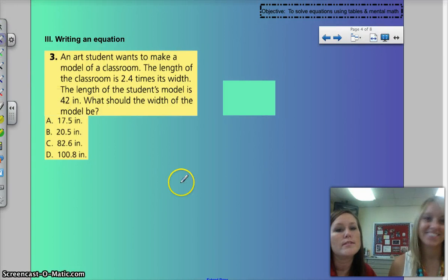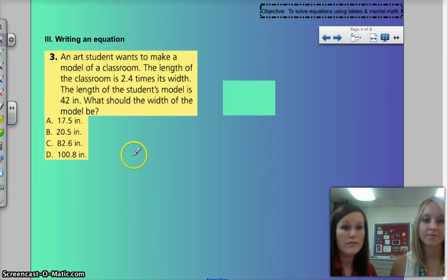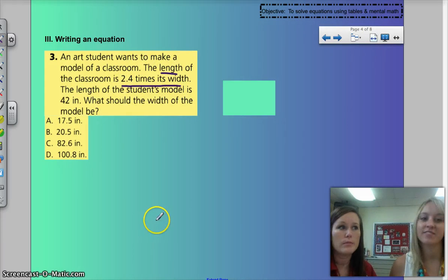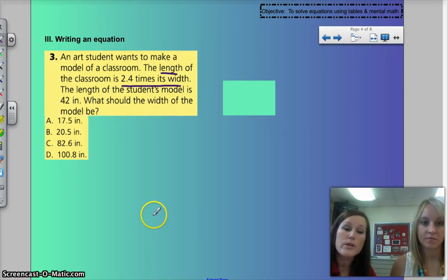An art student wants to make a model of a classroom. The length of the classroom is 2.4 times its width. Okay, so we're going back to writing those algebraic expressions. The length of the student's model is 42 inches. What should the width of the model be?